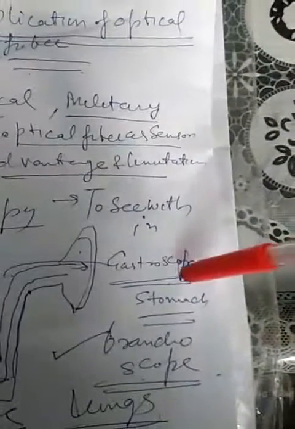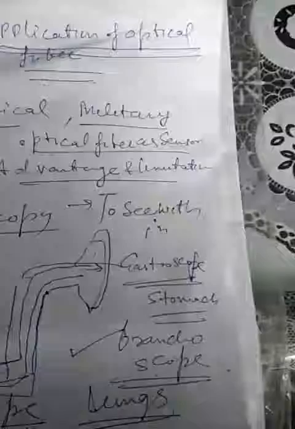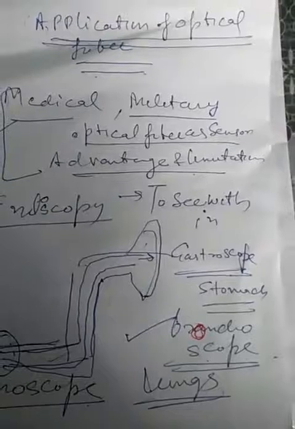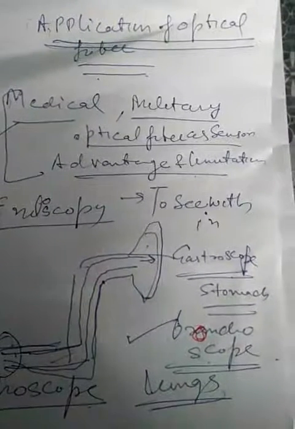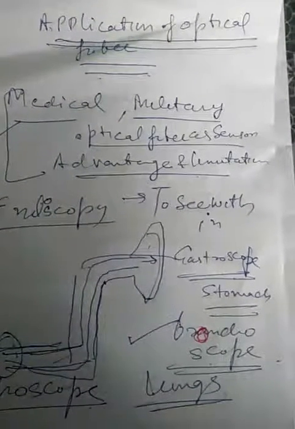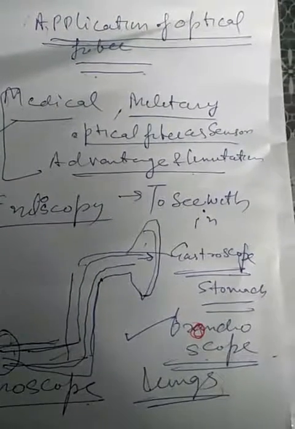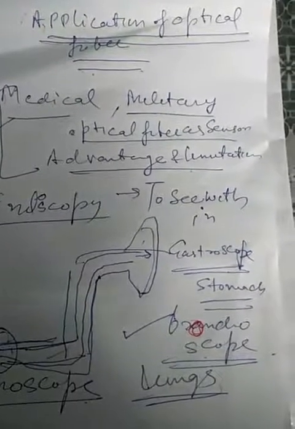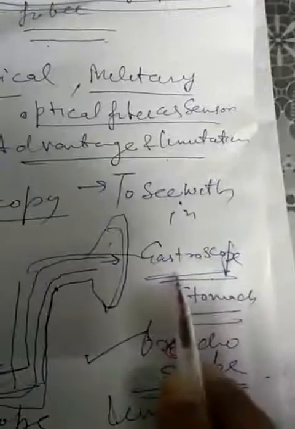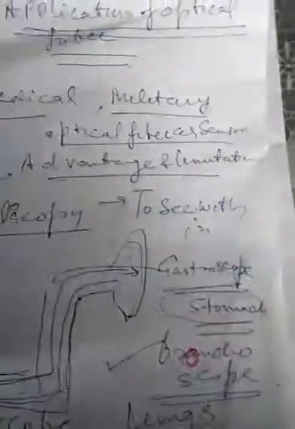The first application is that it can be used as a gastroscope. A gastroscope is an instrument which is used by physicians to examine the inside of the stomach. Doctors also use it when examining the esophagus and the upper part of the small intestine. So all these are done with the help of a gastroscope. That means it deals with only the stomach part.